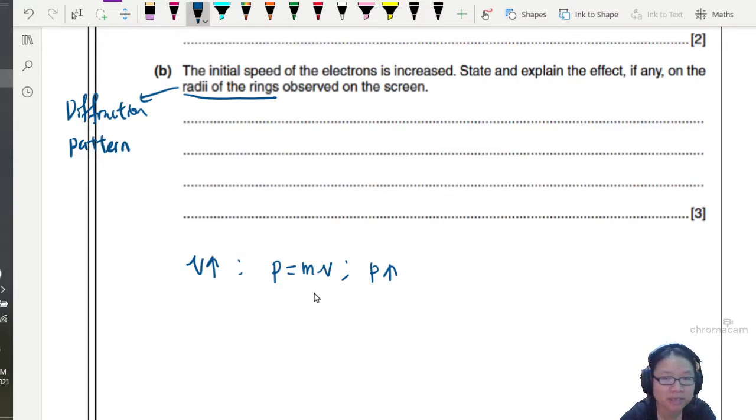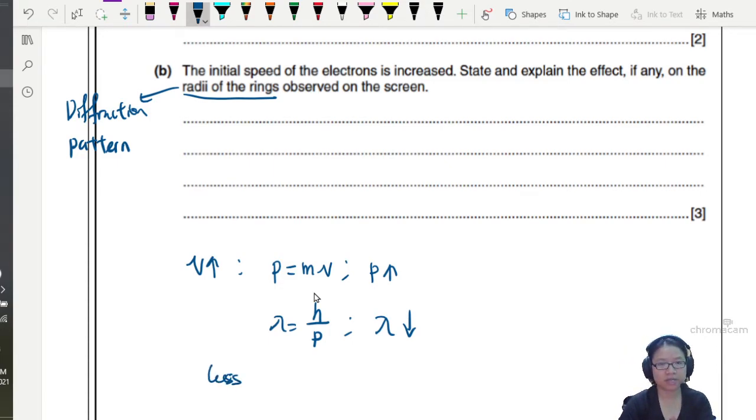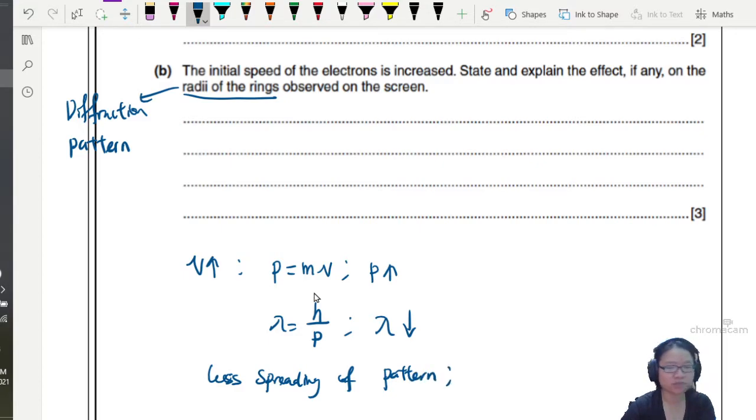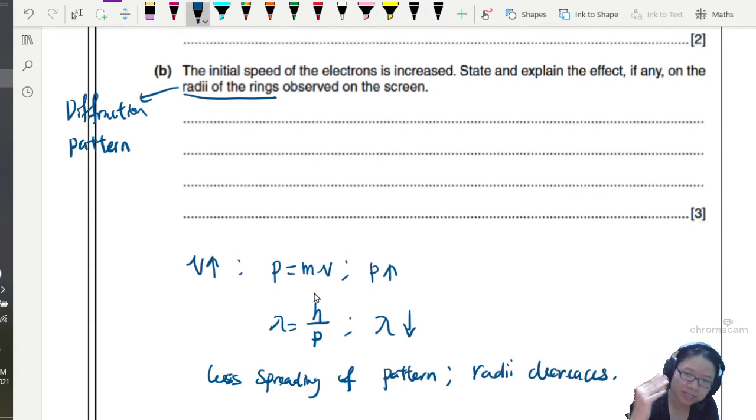If the momentum increases, from the equation lambda is Planck constant over momentum, your lambda will decrease. If lambda decreases, there's less spreading of the pattern. Because of this, I can say the radii decreases. Once you have this framework outside, you scribble somewhere, now you can write. You can state and explain the effect.